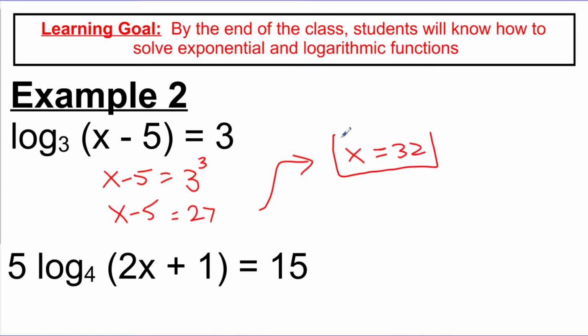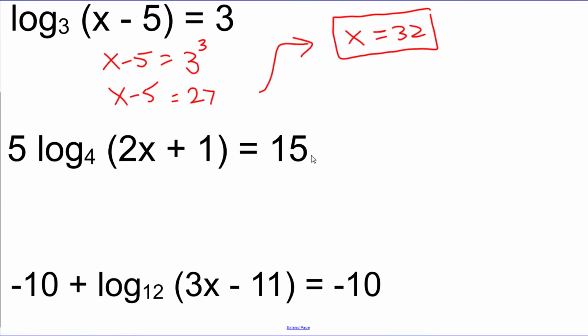Again, it looks very mysterious in log form, but when I rewrite it in exponential form, it's a very straightforward problem. In these other ones, I'm throwing in a little bit of extra just to highlight the fact that you can only convert between exponential form and log form if the log is isolated.